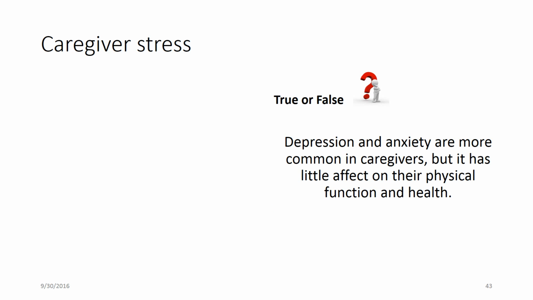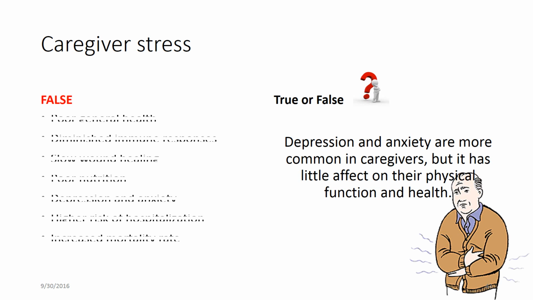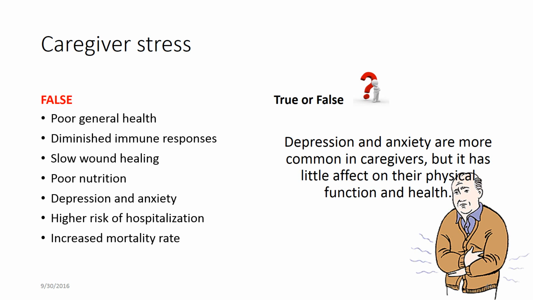True or false? Depression and anxiety are more common in caregivers, but it has little effect on their physical function and health. This also is false, as caregivers often experience poor general health. They exhibit decreased immune responses, slow wound healing, and often experience depression and anxiety. They are at increased risk of hospitalization and death compared to their non-caregiver counterparts.